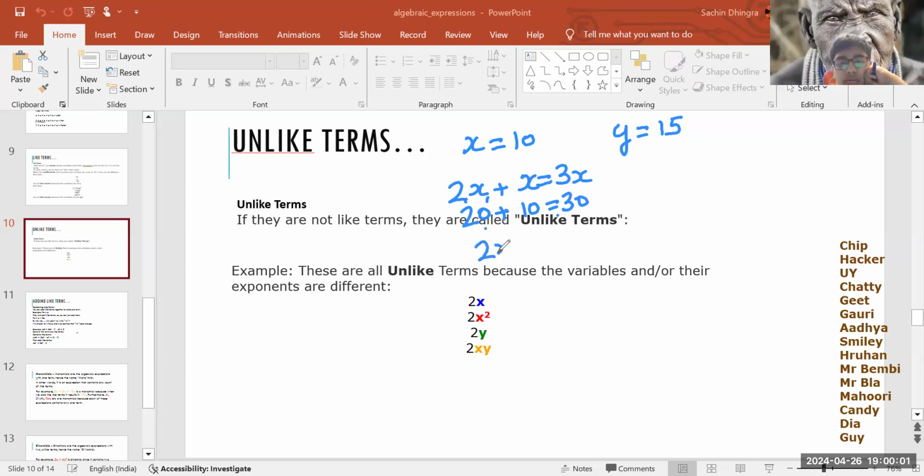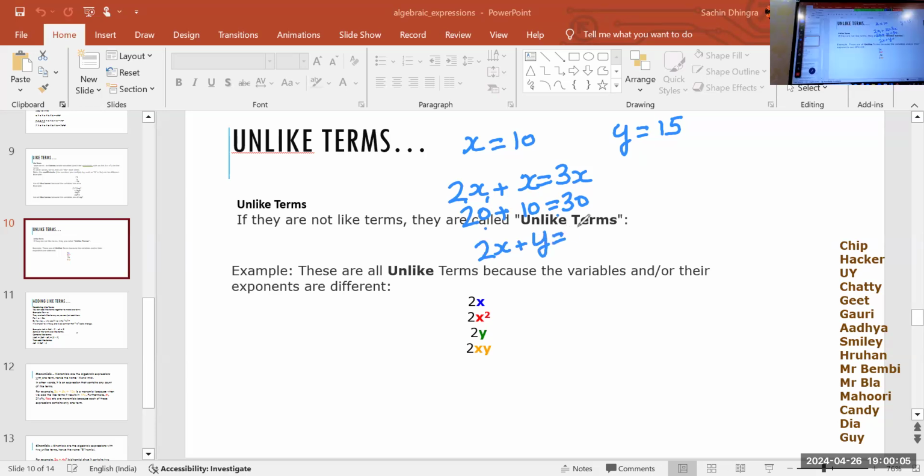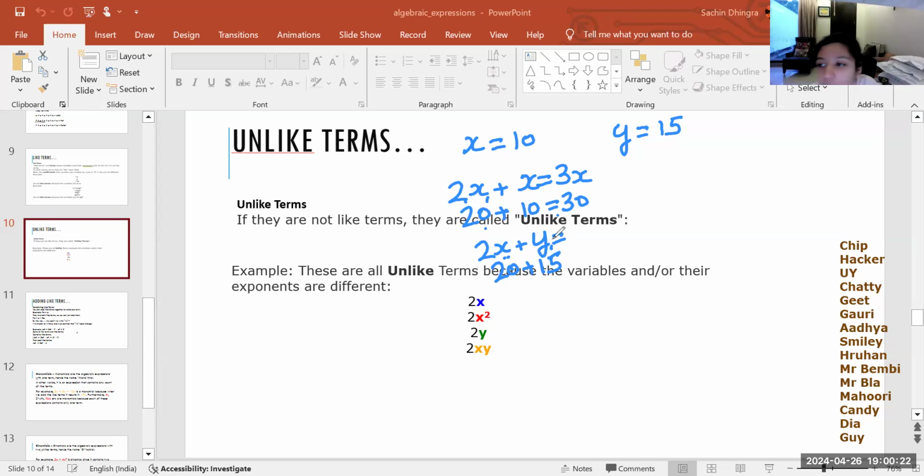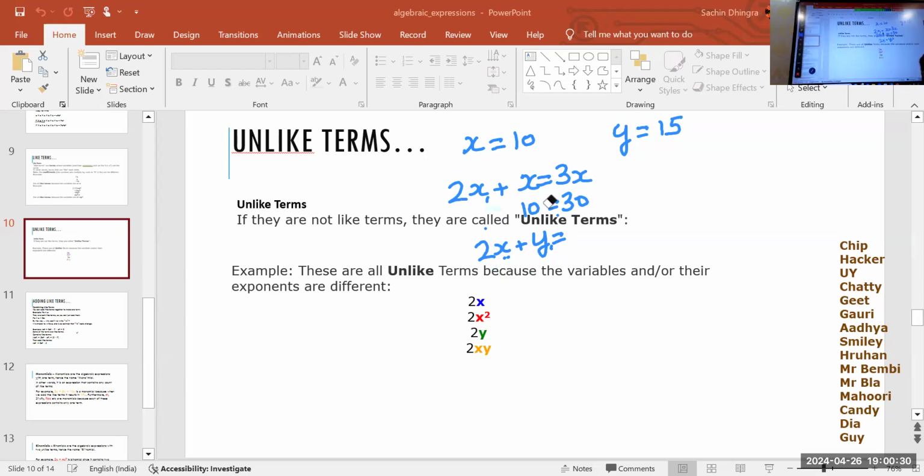Now if I add x and y, what will it become? Nothing will be formed. This is 20, this is 15, you cannot combine them. How will you combine them? It will be 35, but if you don't know the value, then how will you write it?